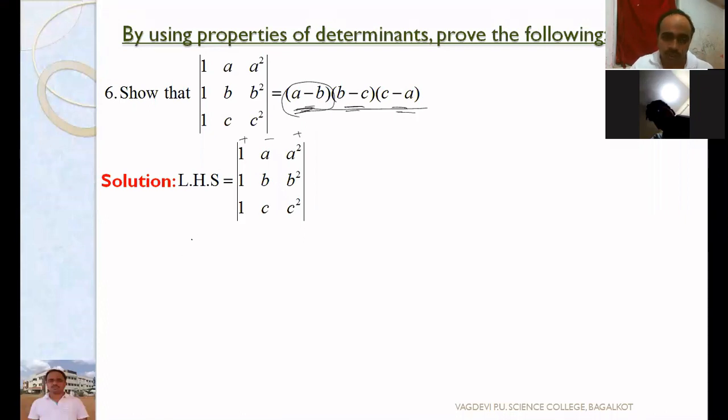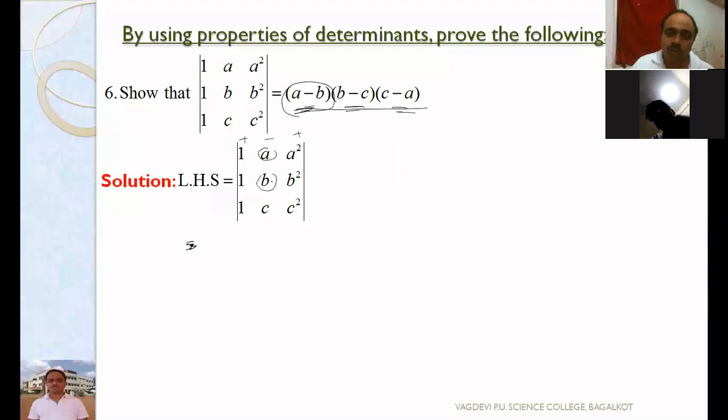Now let us come to the solution. How to get this A minus B? A is here and B is here. A is present in the first row. See, somebody has written R2 minus R1. If you do R2 minus R1, R2 means B, R1 means A. So R2 minus R1 means B minus A. That is wrong. I want A minus B.